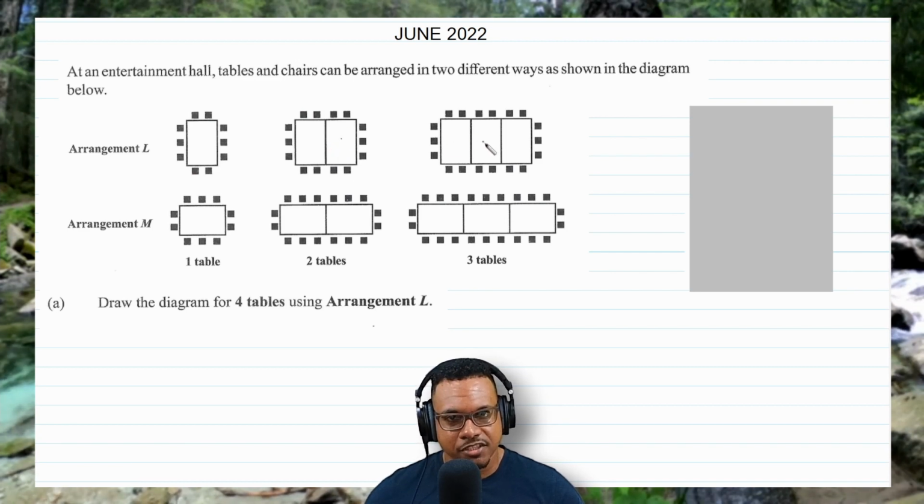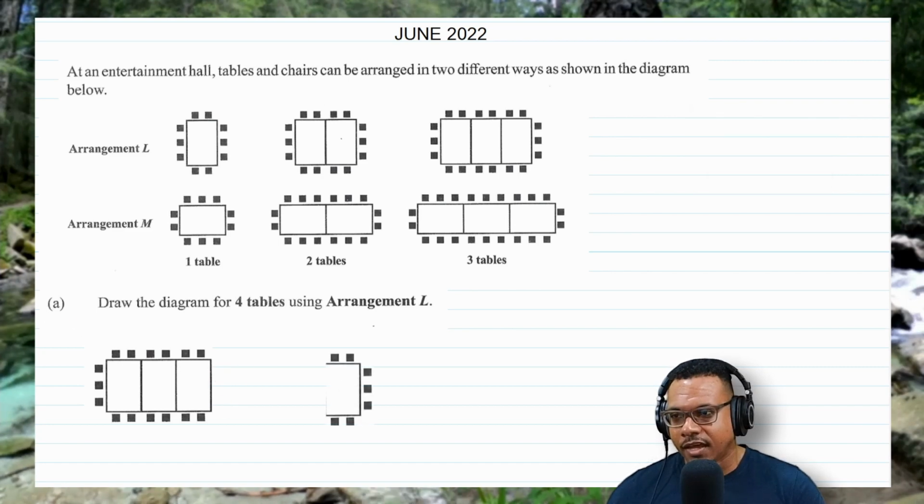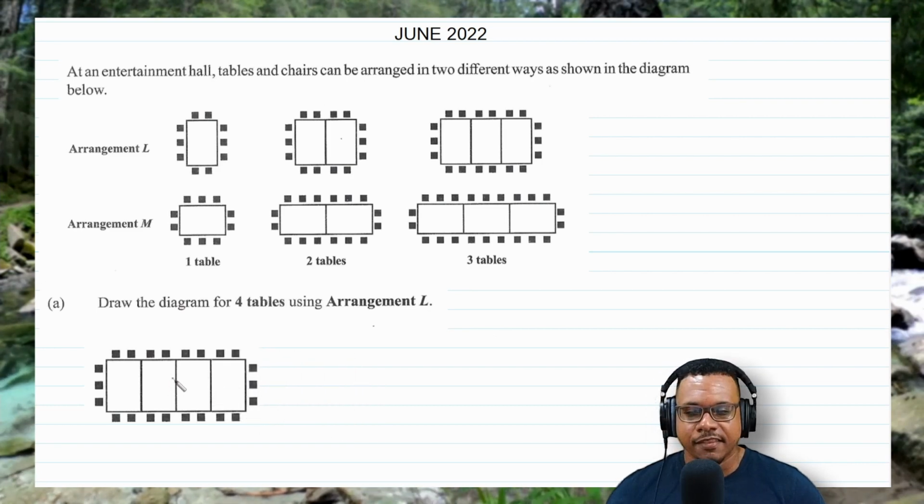And the last pattern would be for 3 tables. So what we'll have to do is draw back the same pattern, exclude these 3 chairs, add the 4th rectangle, and have 2 chairs on the short side and 3 chairs on the long side. So here I have the diagram with 3 tables, excluding the 3 chairs on the long side. Now I'm going to add a 4th table with 2 chairs on the short side, on either side, and 3 chairs on the long side. I'm going to add that here now. And this would be the pattern for 4 tables using arrangement L.